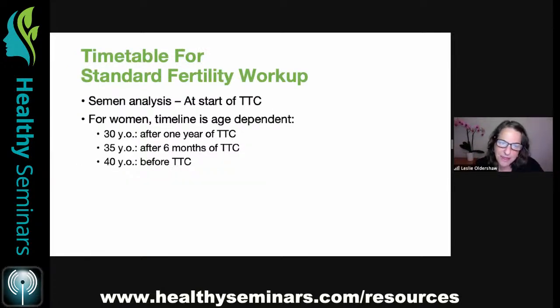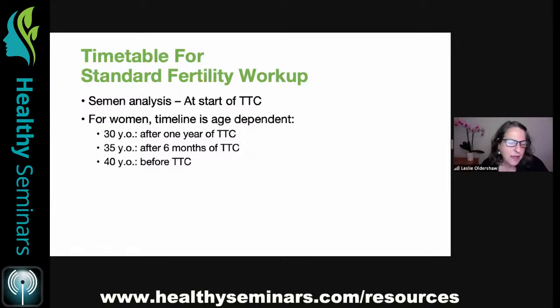Now, we already touched upon this in the short introduction. When you have a patient that's come in to see you, this is the timetable you want to be thinking about for their standard fertility workup. And again, for the men, getting a semen analysis as early as possible. And for women, it's going to be age dependent. So if they're 30 years old, you can start to get the workup after they've been trying to conceive for 1 year. If they're 35, you want to wait only 6 months. And if they're 40, you want to get started with the workup even before they're trying to conceive.